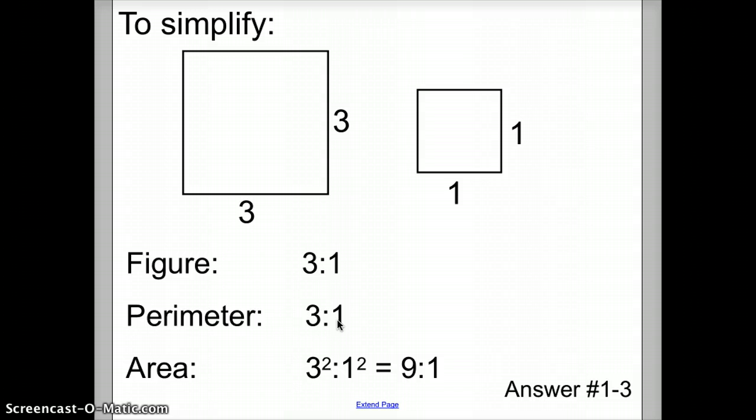Take a second, answer questions 1, 2, and 3. Hopefully this last slide will help you answer those questions. Hit pause and do that now.